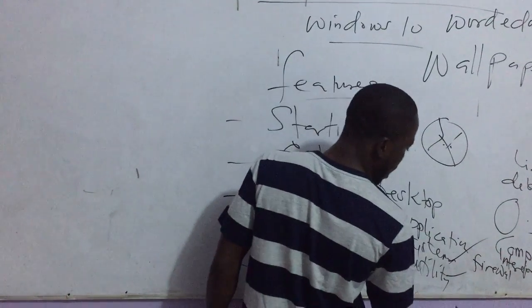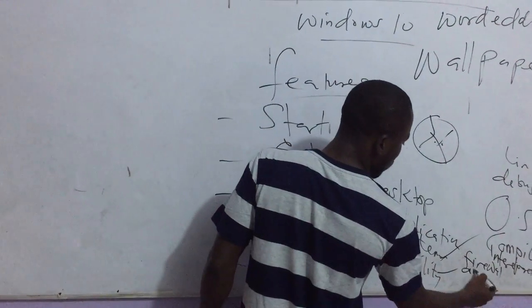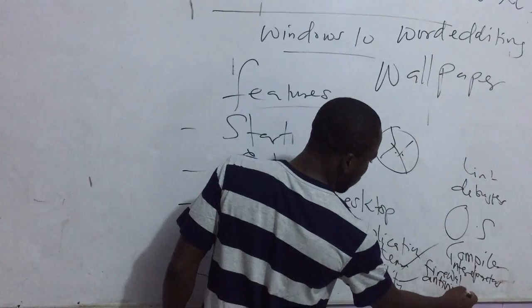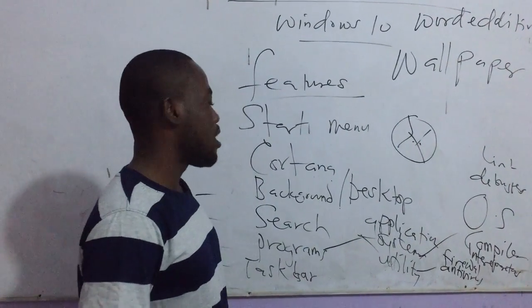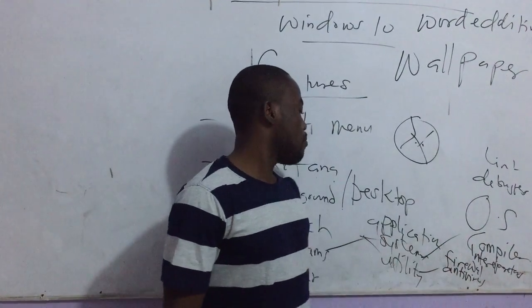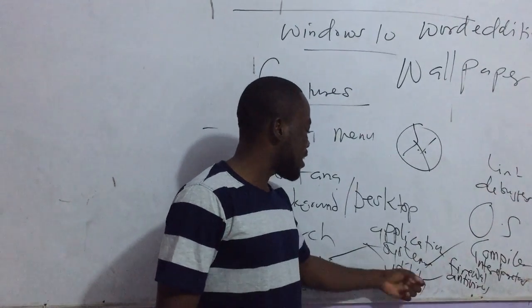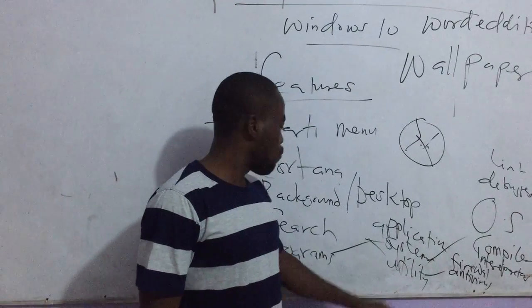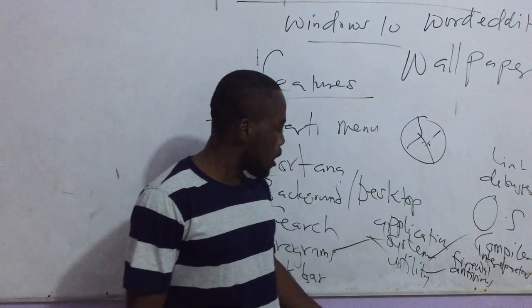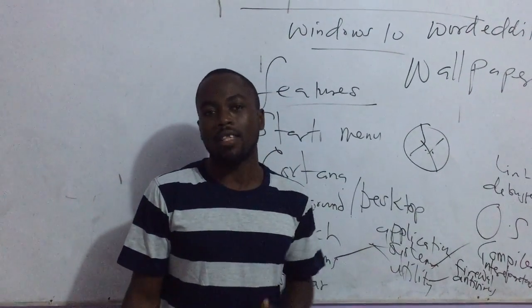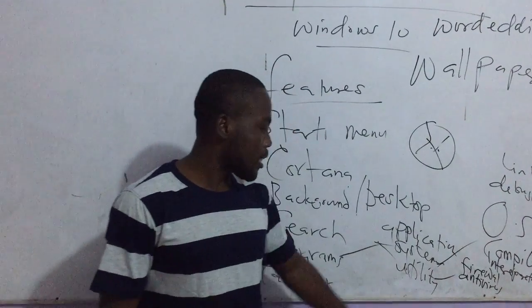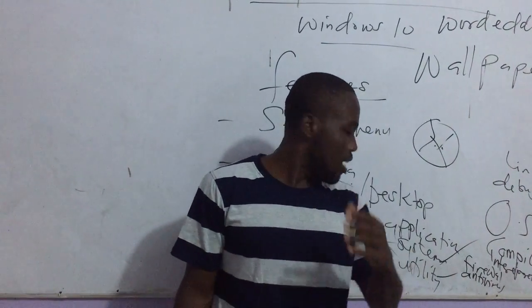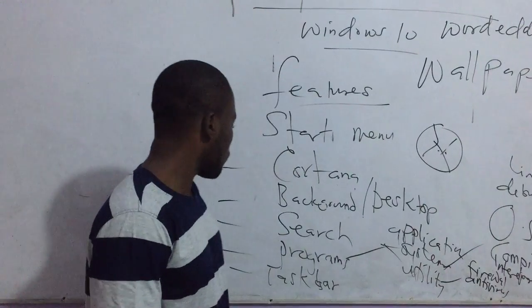We always install a firewall. We have antivirus. All these are what we call utility software. They are not designed to assist the user to perform any productive tasks, but to protect the system against attacks, or to ensure the smooth running of the computer system. That's what we call a utility software. And as I said, examples are firewall and antivirus.